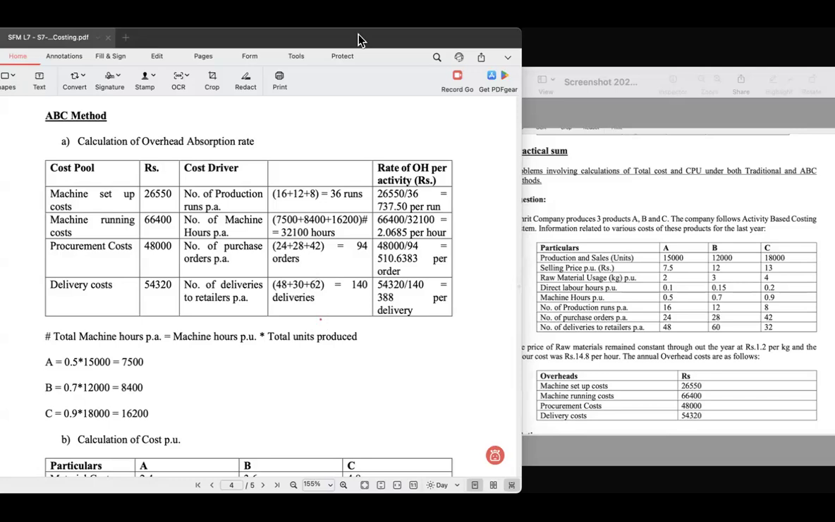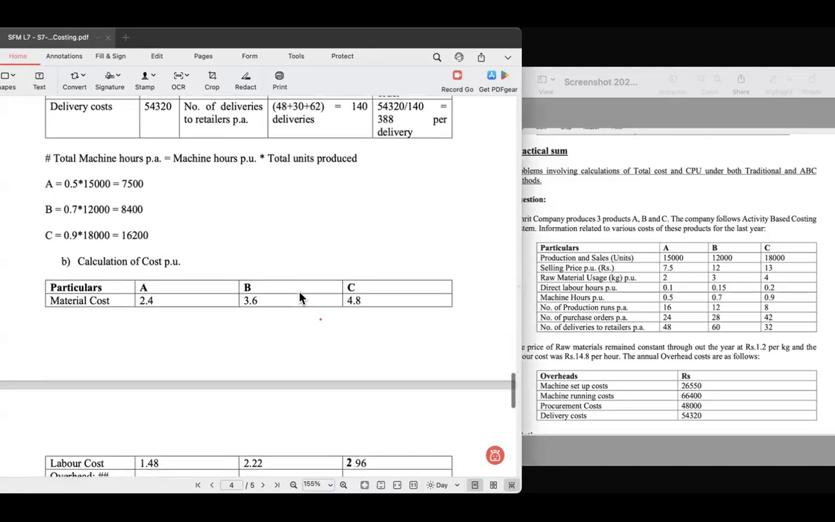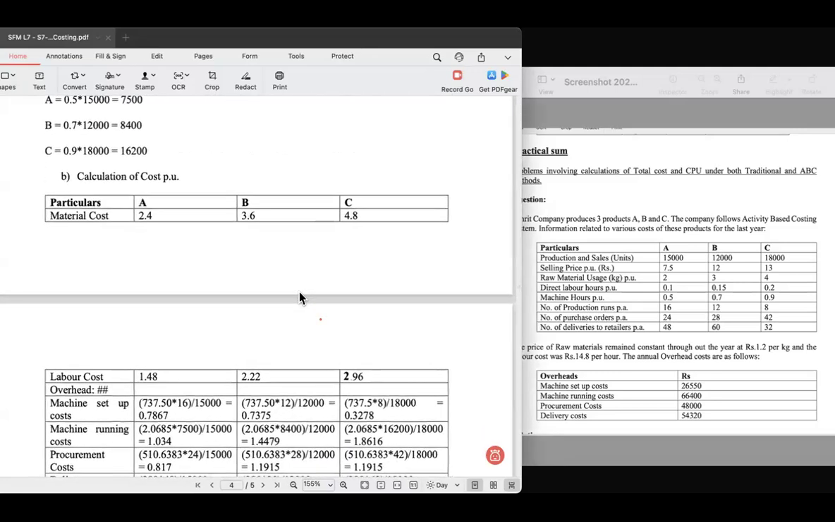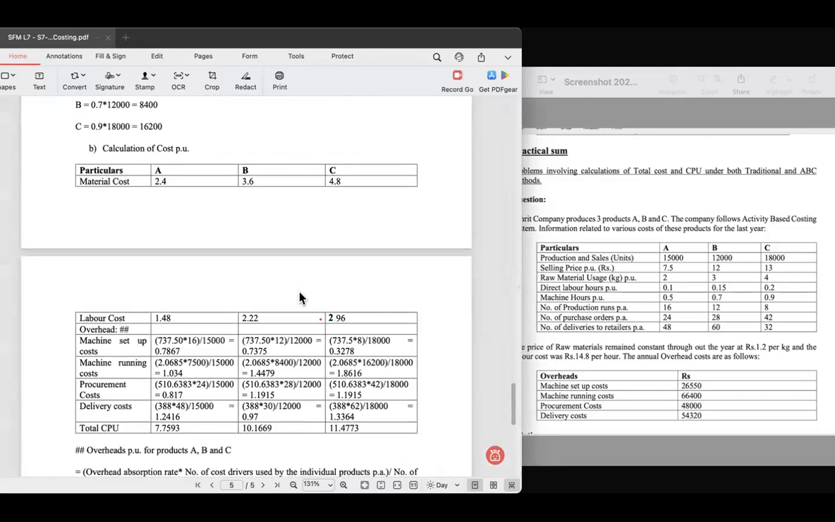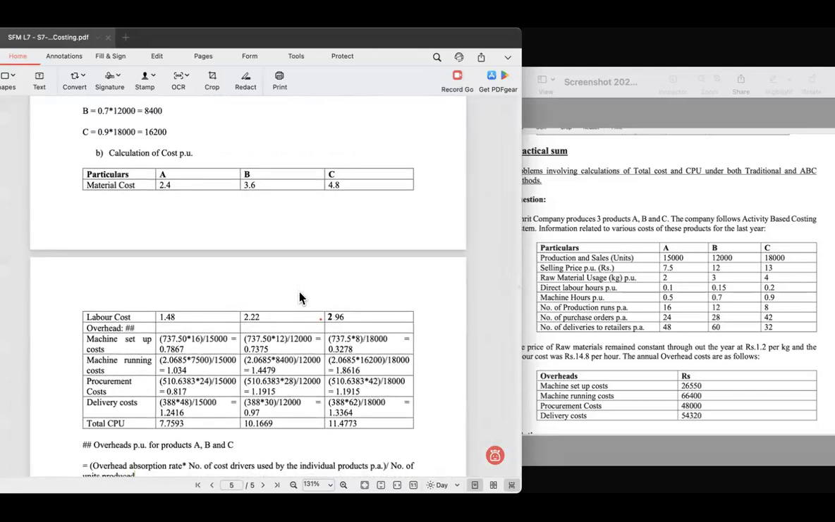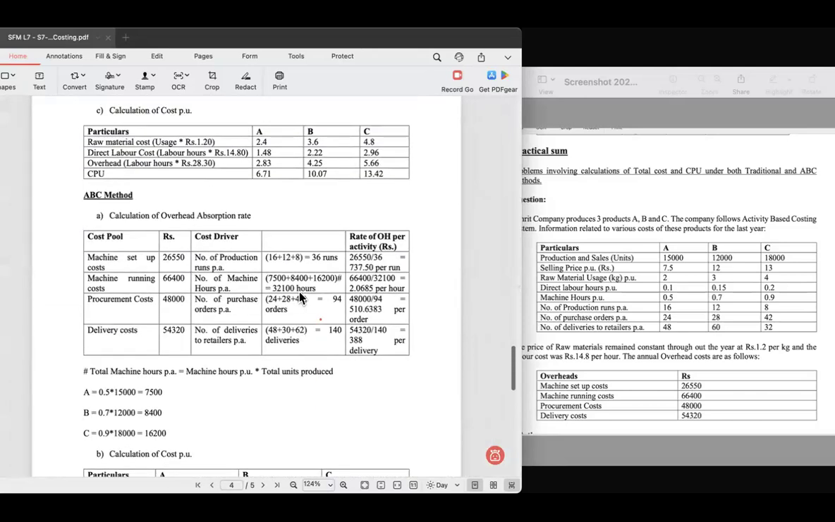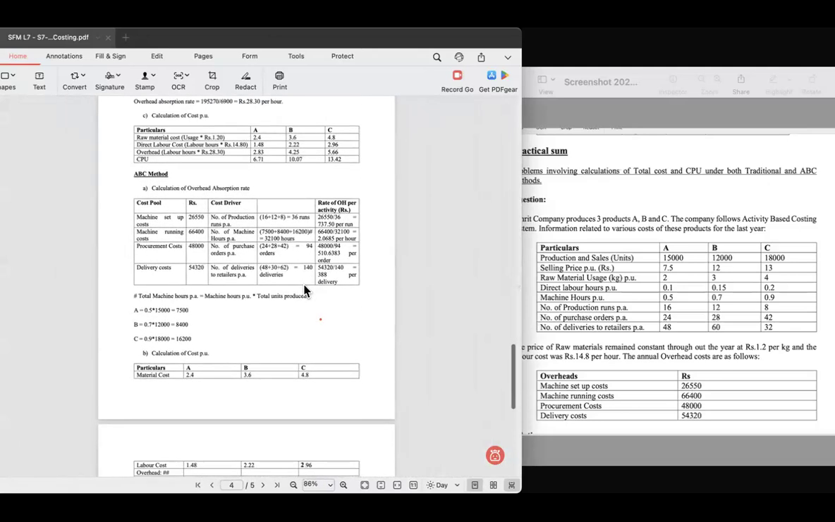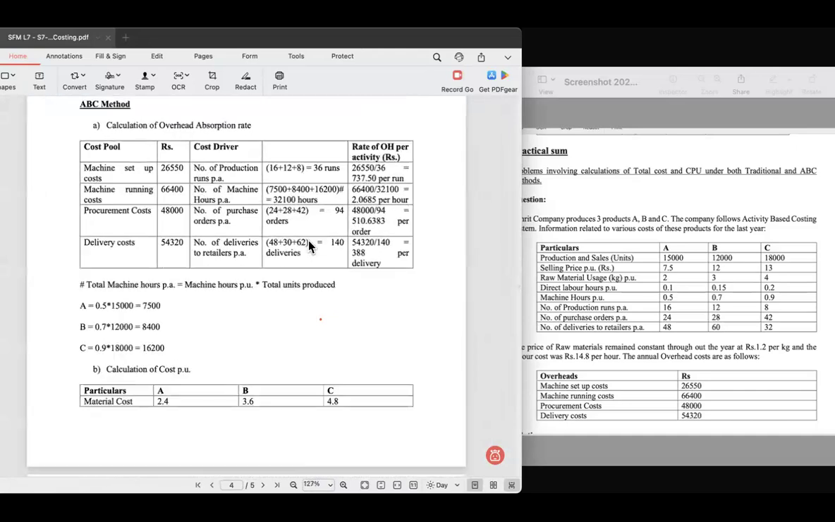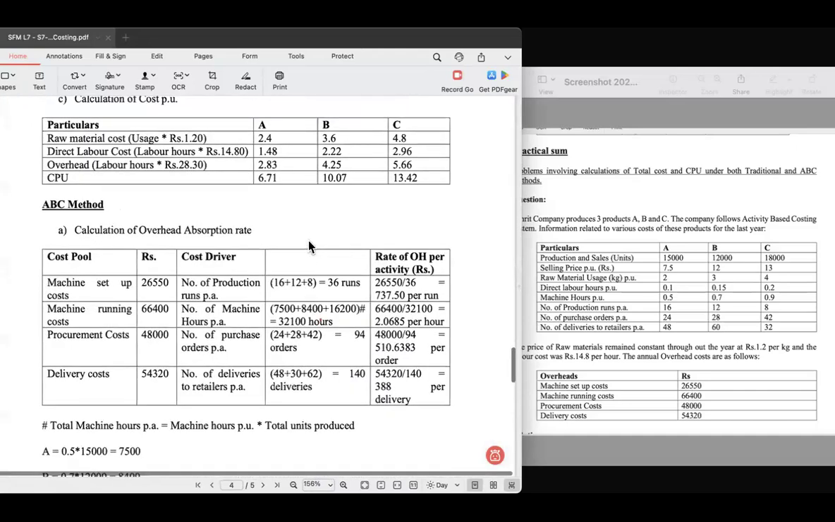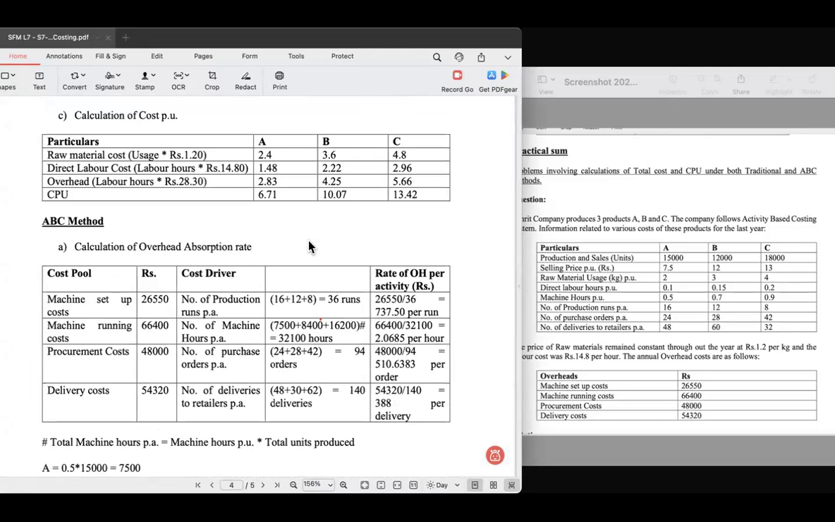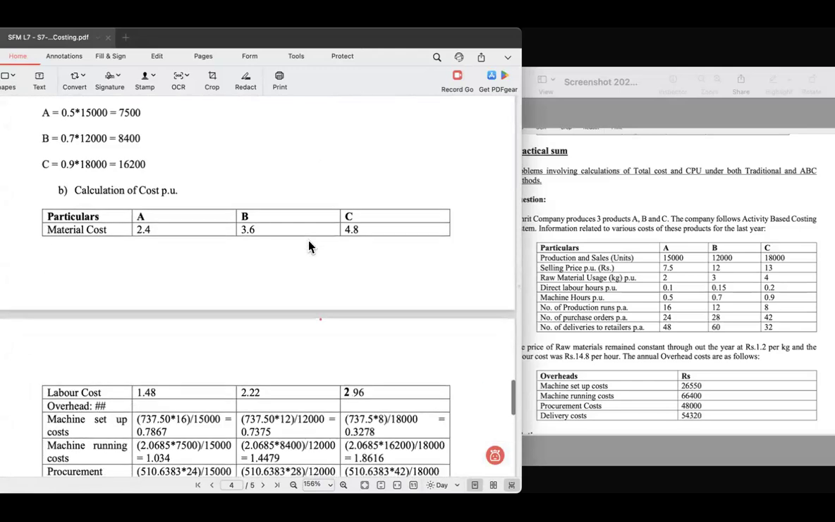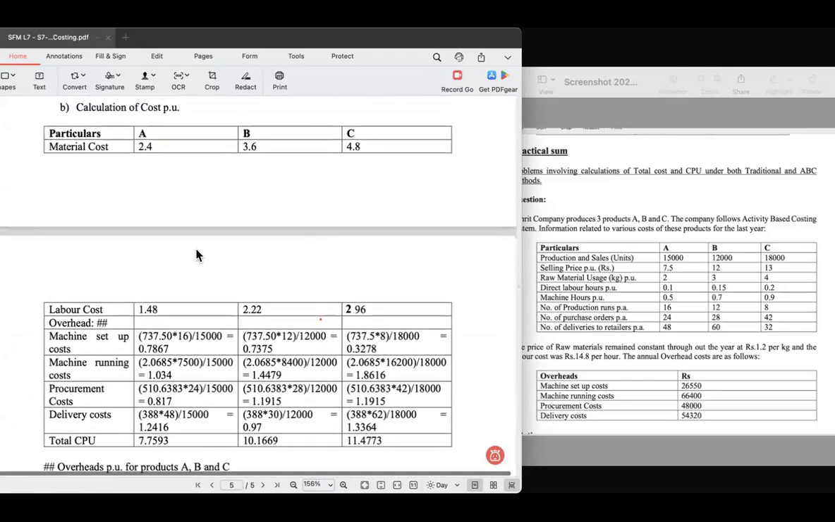Now let's move on to calculate the cost per unit. Easy. Since we have the OAR for everything, it's easy now. So we have to take the material cost per unit. We already calculated the material cost per unit. Oh, I didn't calculate this. Did I calculate? I did, right? I mean, you did it, not me. I didn't calculate it. You did it.